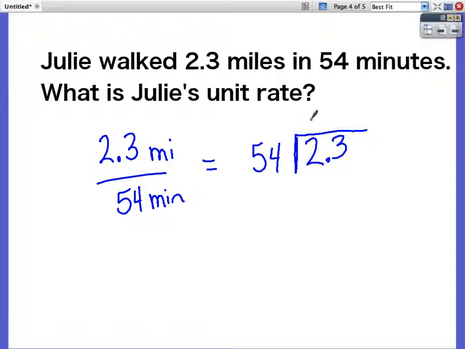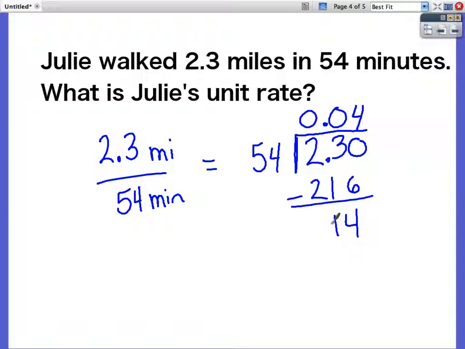54 doesn't go into 23. It doesn't go into 2. It doesn't go into 23. So now I got to add a 0. It goes into 230 probably 4 times. So I'm going to multiply back. I think that's 216. When I do my subtraction, I think we get 14.